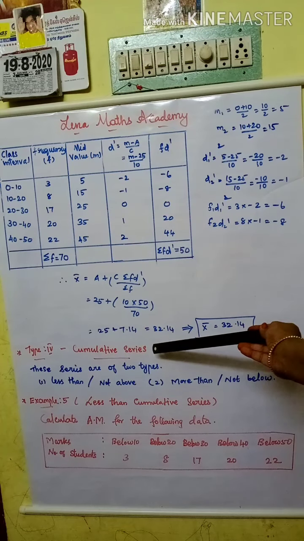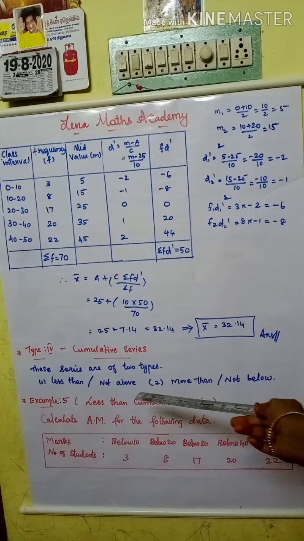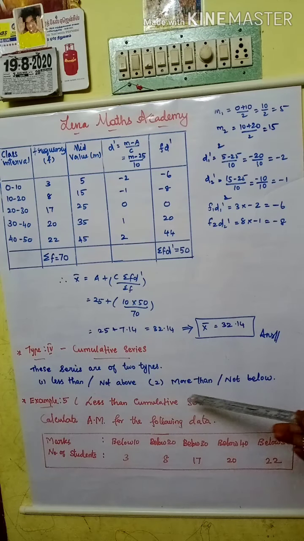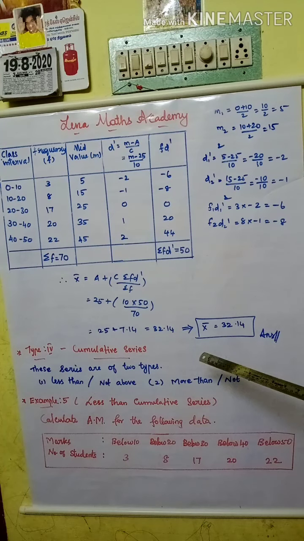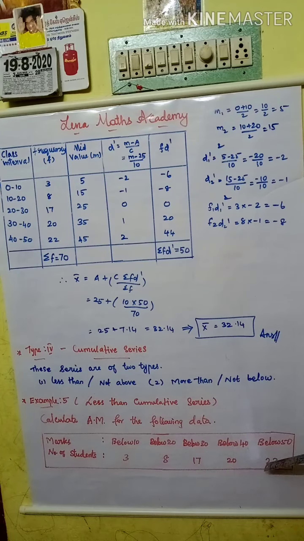Next method, type 4, cumulative series. These series are of two types: less than or not above, and the second method, more than or not below. In the less than type, the upper limit of the class interval and the corresponding less than cumulative frequencies are given. This type of continuous series is known as less than cumulative frequencies.